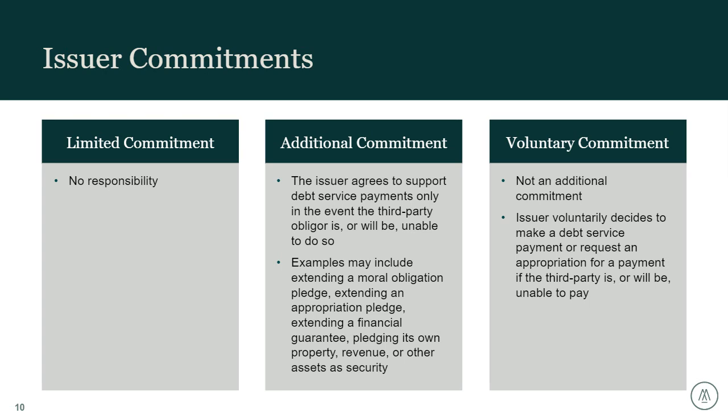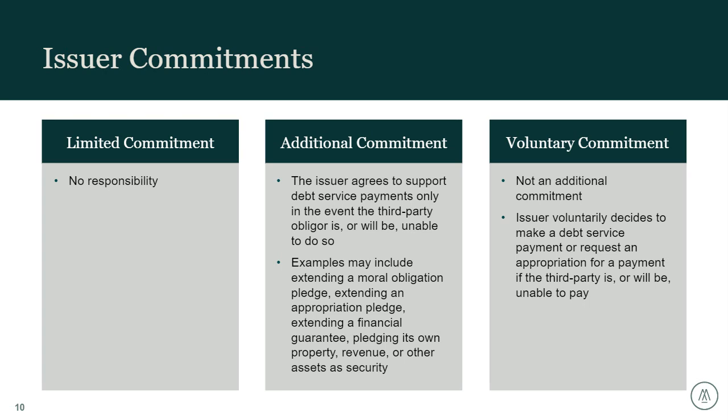An issuer can extend an additional or voluntary commitment of its own resources. Under an additional commitment, the issuer agrees to support some debt service payments only in the event that the third party obligor is or will be unable to do so. Under a voluntary commitment, an issuer does not make an additional commitment, but on a voluntary basis decides to make a debt service payment or request an appropriation for a debt service payment in the event that the third party is or will be unable to do so.